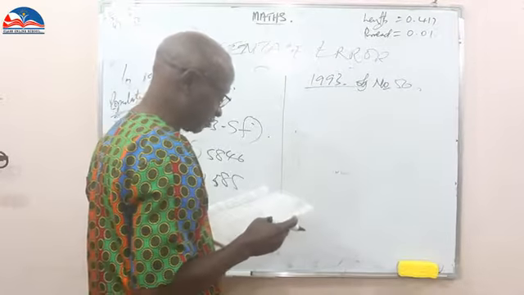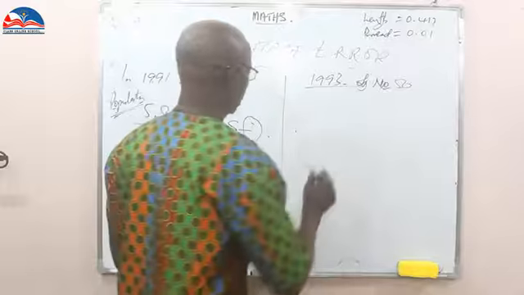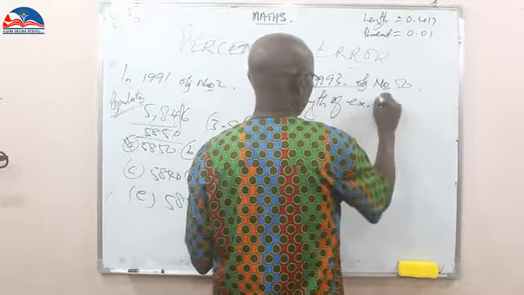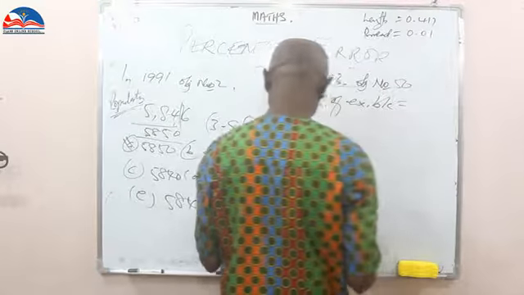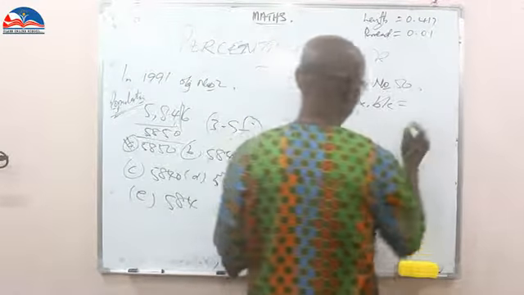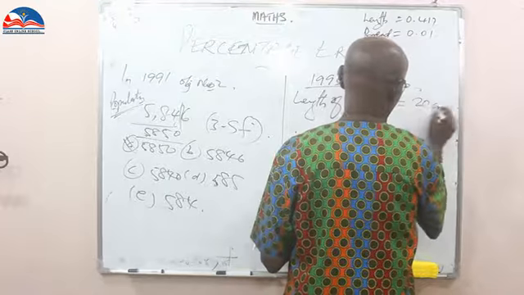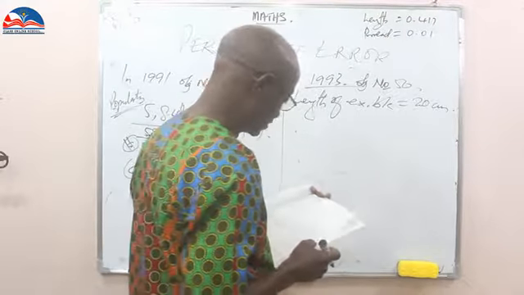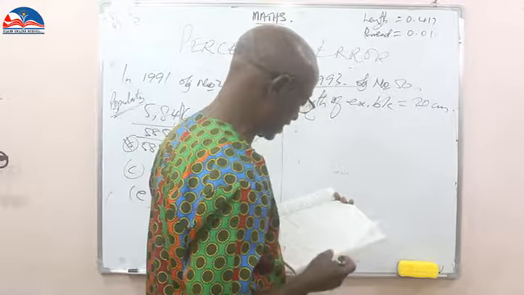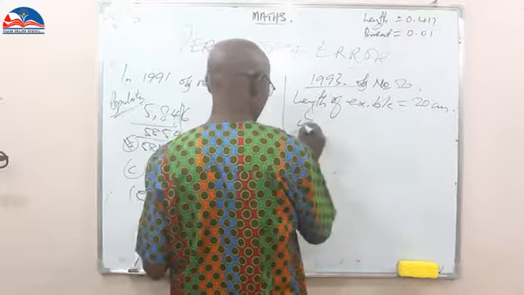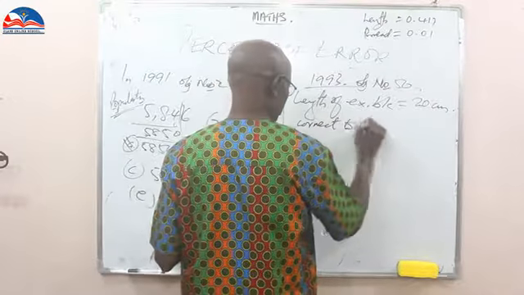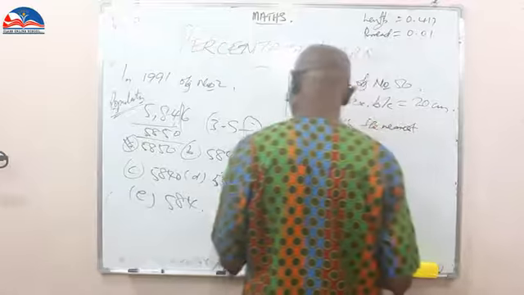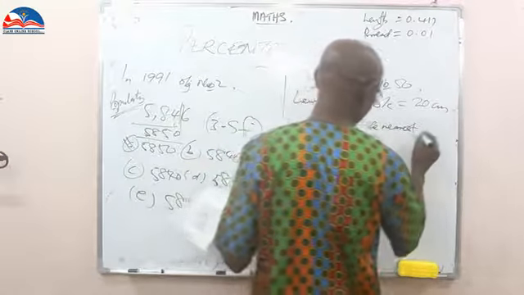The length of an exercise book is given as 20 cm. The actual length is correct to the nearest centimeter.